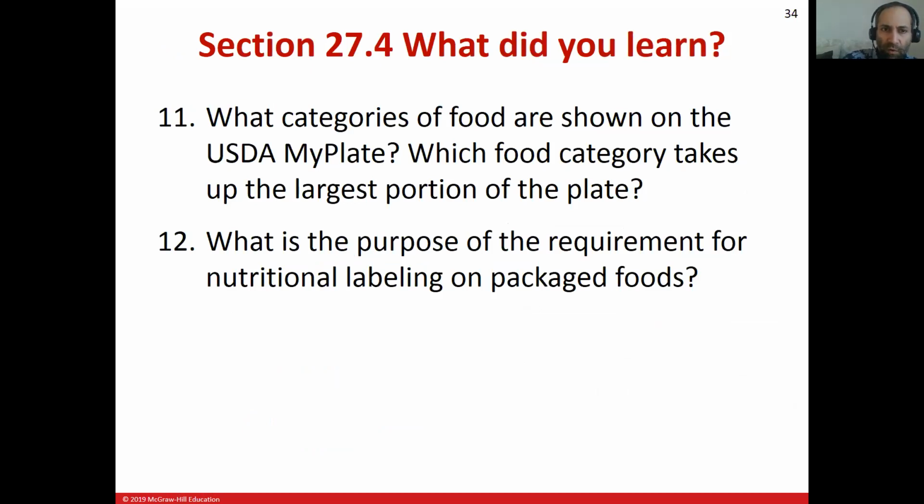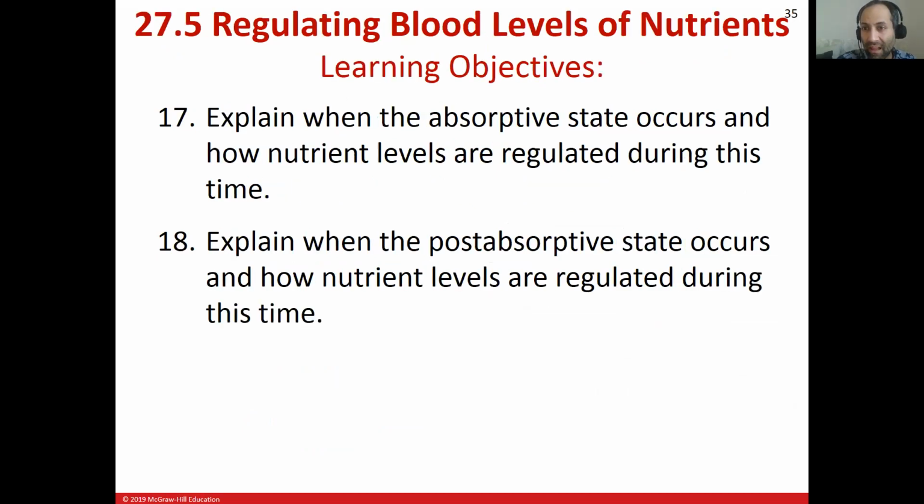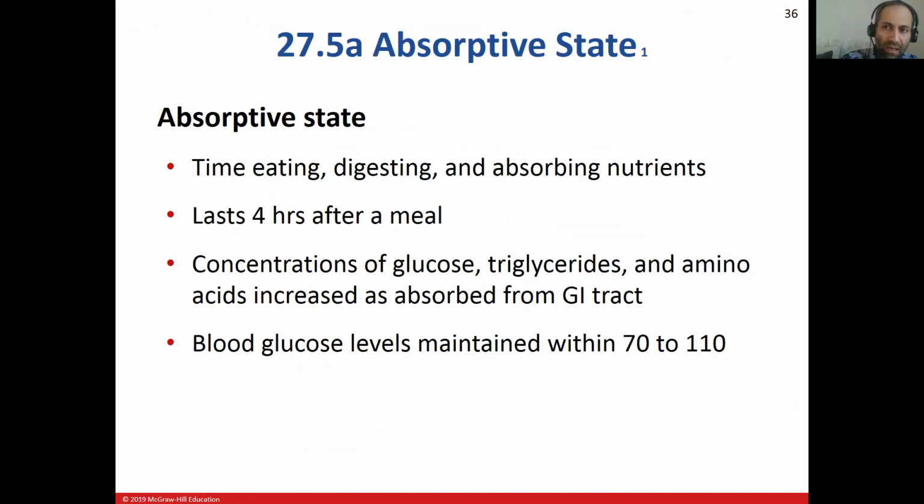So what categories of food are shown on the USDA My Plate? Grains, dairy, fruits, vegetables, and protein. Which food category takes up the largest portion? Vegetables. That's the Mediterranean diet. What is the purpose of the requirements for nutritional labeling on packaged food? So you can make informed, healthy decisions as to what you're taking in your system. You are what you eat, and your body will reflect that. Your health will reflect that.